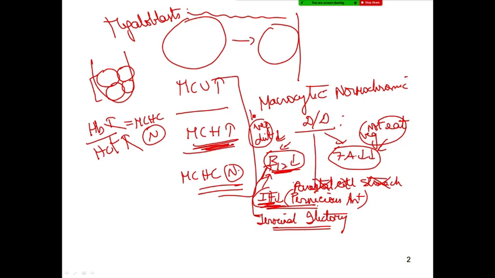Neurological symptoms. If your patient has neurological symptoms, that means B12 is not working, because B12 helps in myelination. If there's no myelin sheath, it can lead to neurological problems, sensory and motor disturbance. So dietary deficiency of B12, how do you treat? You give oral B12. Good.